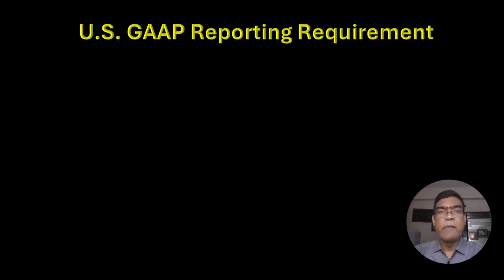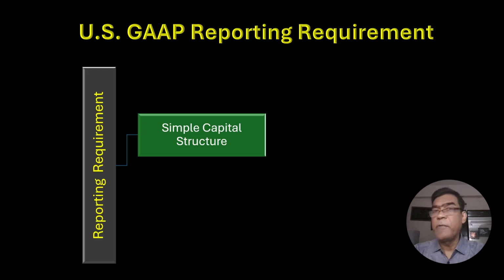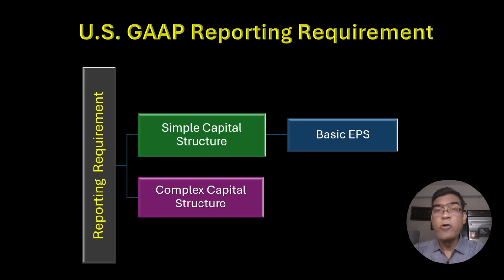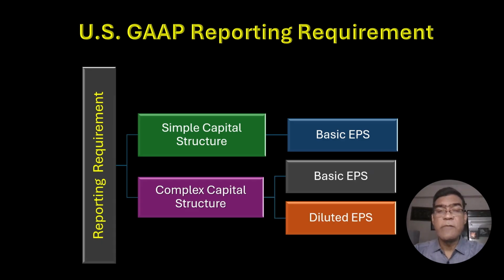Clear? US GAAP reporting requirement. Under GAAP, the reporting of EPS depends on the company's capital structure. If a company has a simple capital structure, meaning only common stock outstanding, it reports basic EPS. If a company has a complex capital structure, meaning it has securities that could be converted into common stock, it must report both basic EPS and diluted EPS. So the type of capital structure determines the reporting requirement, right?